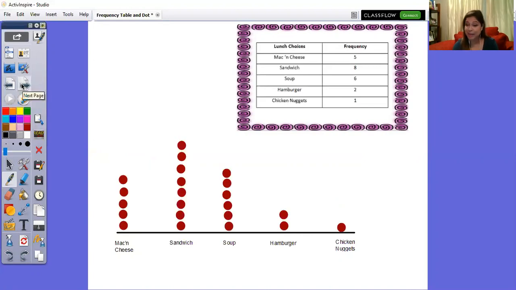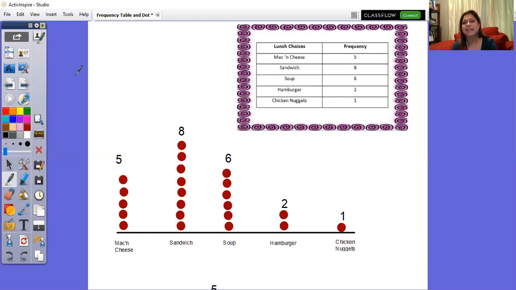Okay, so we're back now, and this is what your dot plot should look like. You should have 5 dots here, right? And then 8 here. The number of dots for the soup, hamburger, and chicken nuggets. After that, I hope you remember to write the digit for each of the categories with their dots so that it becomes organized. You want it to be very organized.